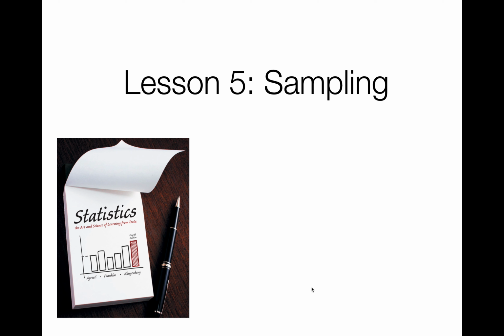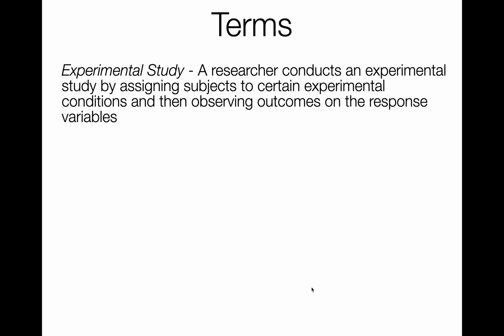Lesson 5 is going to be a short lesson, and it's going to talk about where the data actually came from, or how you can actually collect data. Okay? Before I said that statistics or the data comes from either an experiment or a survey of some kind, and so we're going to talk here about experiments and surveys.